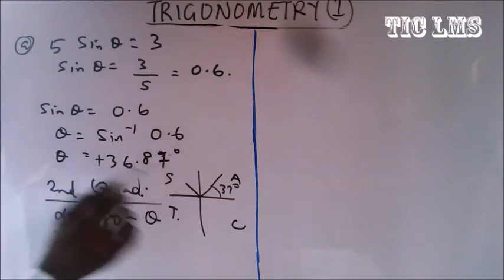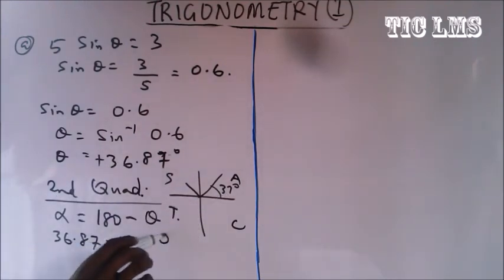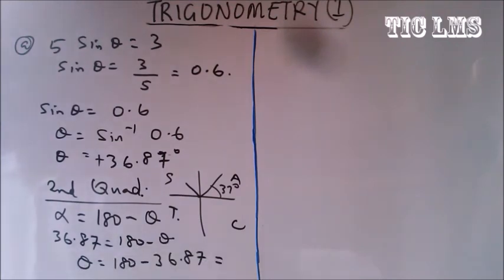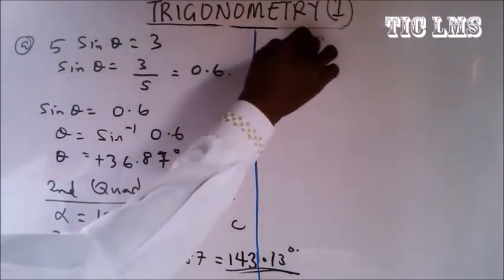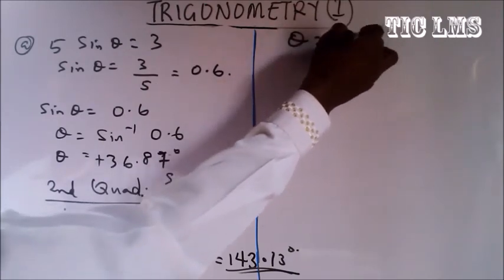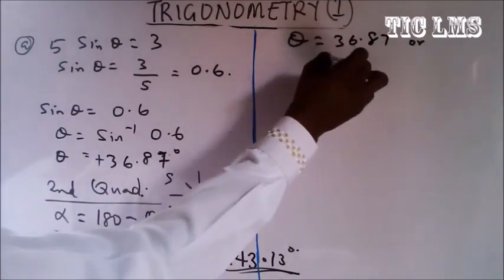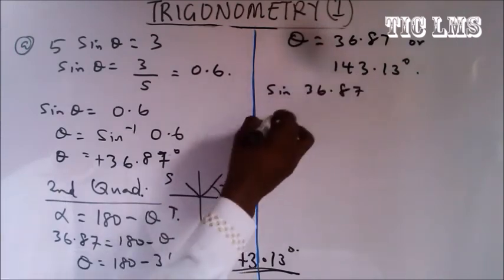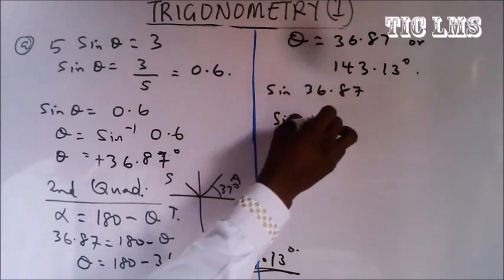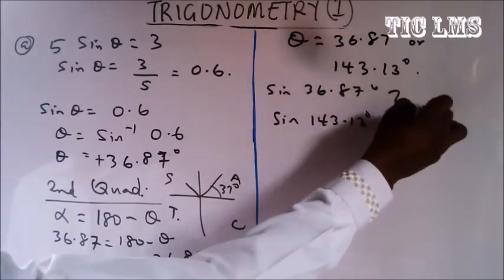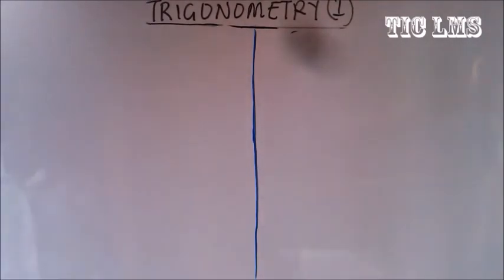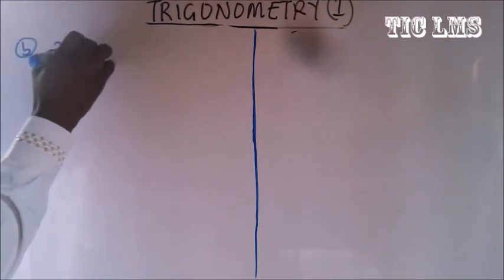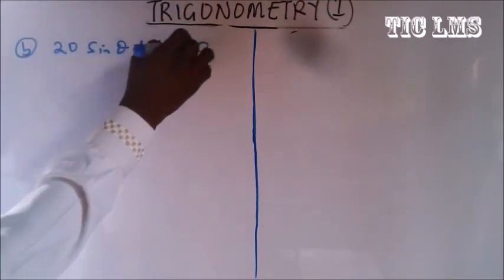So if our equivalent acute angle is 36.87, which is this, right? Here it was only approximated, equal to 180 minus theta. Hence, our theta equals 180 minus 36.87, and that will give 143.13 degrees. In one word, we are saying that theta has two angles, that is 36.87 or 143.13 degrees. And so if we say sine 36.87, it will give us the same thing as sine 143.13 degrees. All right, and that is going to be 0.6. We have B, which is 20 sine theta plus 11 equals 0.